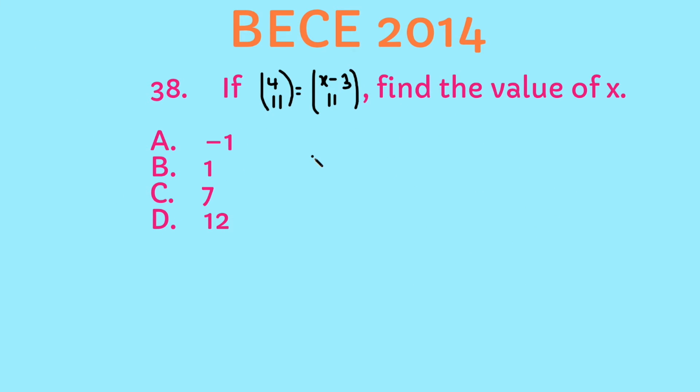Question 38. If 4^11 is equal to x minus 3^11, we have to find the value of x. Well, we can see that 11 being equal to 11 means that 4 will be equal to x minus 3. Once we've sorted this as an equation, we will make x the subject, and x will be equal to 7. Our answer for 38 will be C.